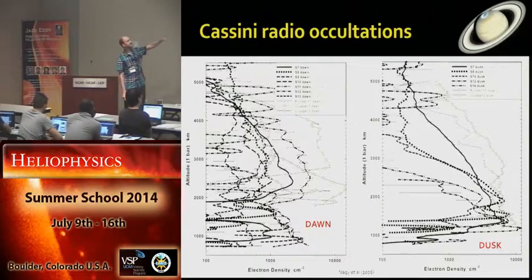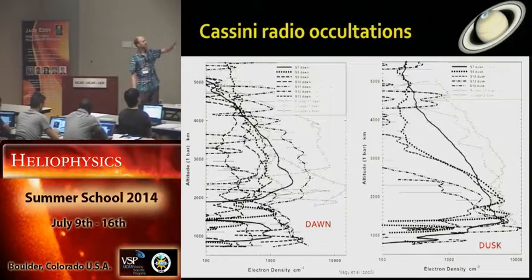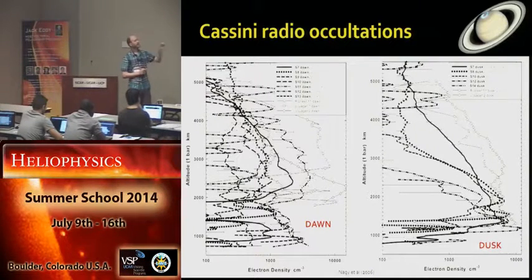What about for Cassini? Here are the first 12 radio occultations from Cassini. If you plot all of them together, separate them into dawn and dusk, what you see first of all is that it's kind of a mess. There's no clear overall trend, despite the fact that all these occultations are within about 5 degrees of latitude of each other. So they should be sampling the same ionosphere, the equatorial ionosphere.